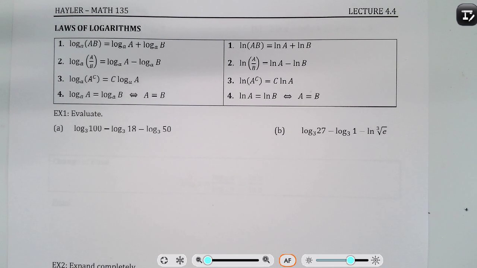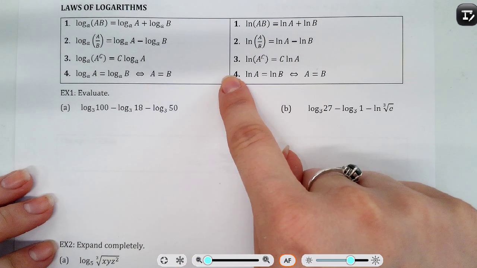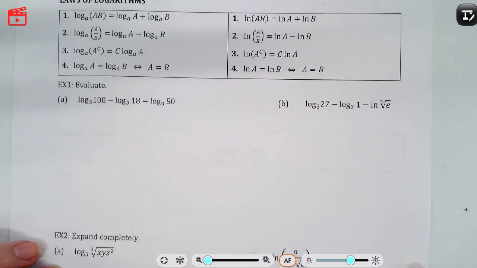All right, so lecture 4.4. This is laws of logarithms. We have a bunch of laws up here. Hopefully you have seen these laws before in either Math 103 or in your previous mathematics classes. I'm going to give you time to review these by yourself. We're going to go forward solving.